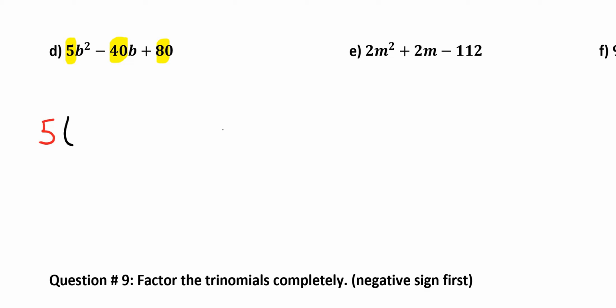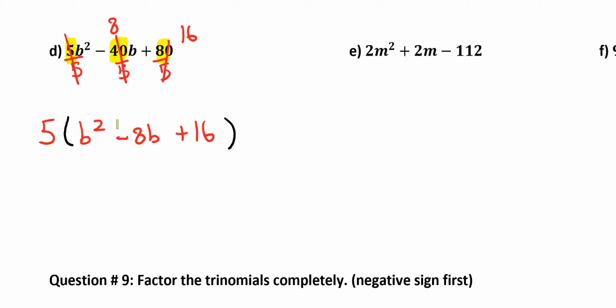So if I factor that out from my trinomial, I can do that by dividing every single term by 5, which is the GCF again. 5 divided by 5 gives you just the b squared. 40 divided by 5 is 8, so minus 8b. And 80 divided by 5 would give you 16, so I need a plus 16 there.